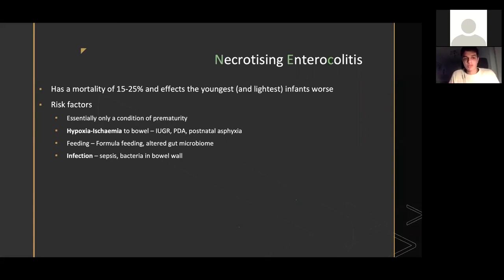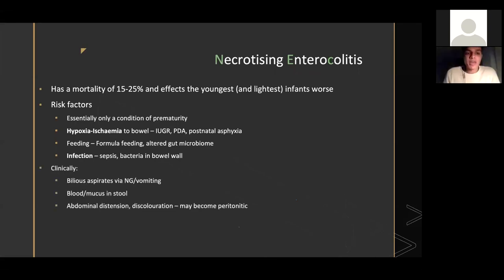And the second most important thing is infection. So if you have sepsis, the barrier between the vasculature and the bowel wall is supposedly very thin and underdeveloped in the neonate or premature neonate. And if your bugs can get from one to the other, you can get bad things. So basically it's a combination of infection or colonization of the bowel and ischemia to the bowel, okay?